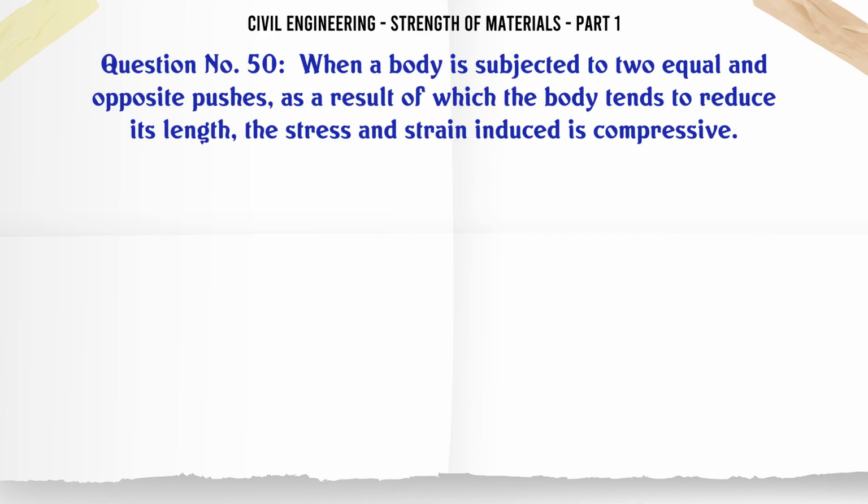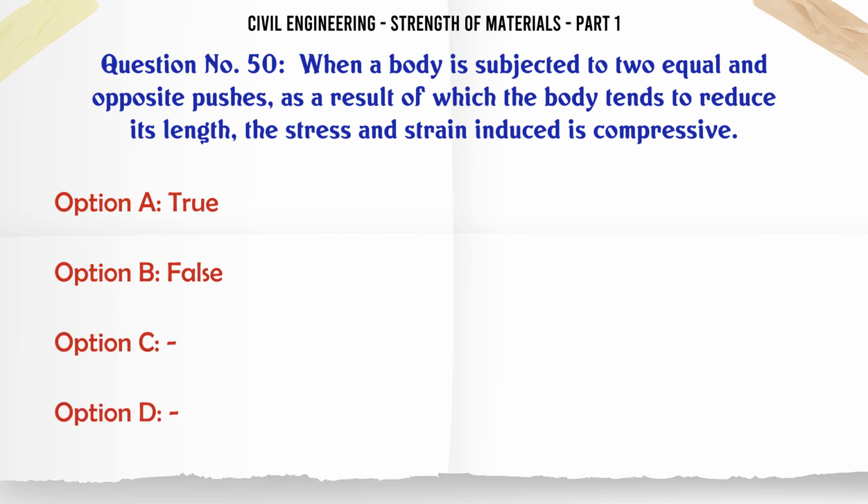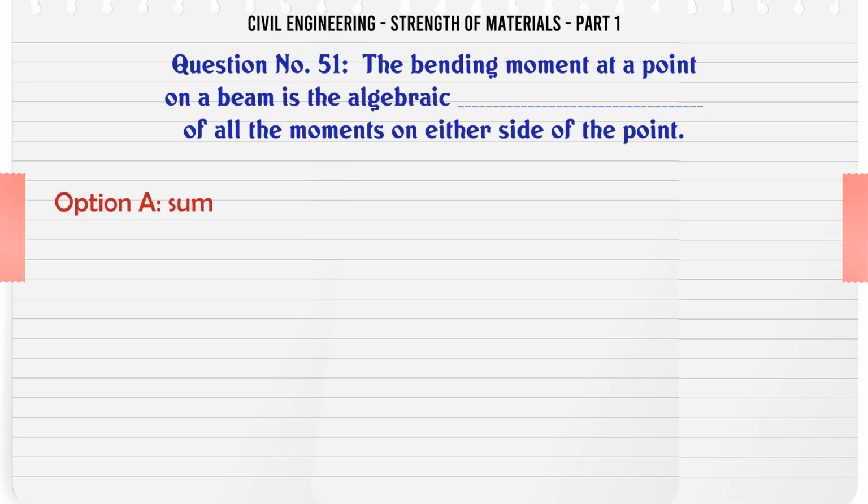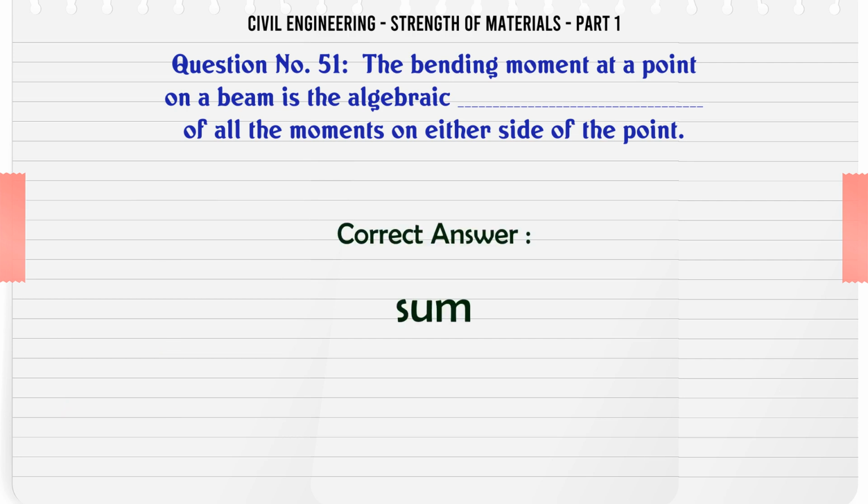When a body is subjected to two equal and opposite pushes, as a result of which the body tends to reduce its length, the stress and strain induced is compressive. A. True, B. False. The correct answer is true. The bending moment at a point on a beam is the algebraic ______ of all the moments on either side of the point: A. sum, B. difference. The correct answer is sum.